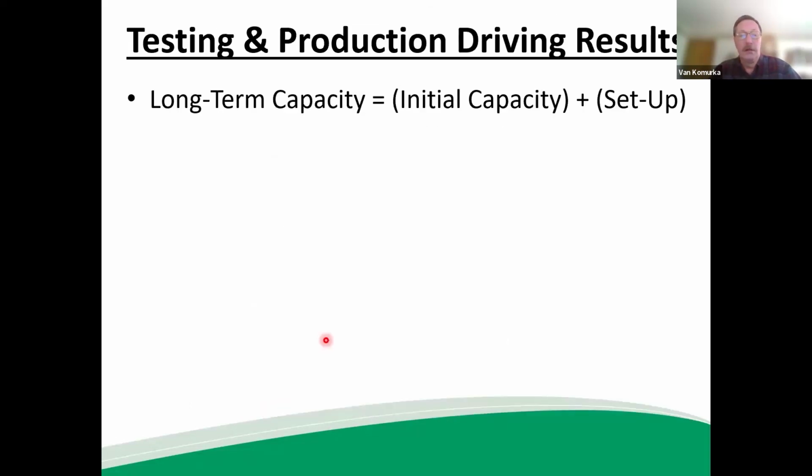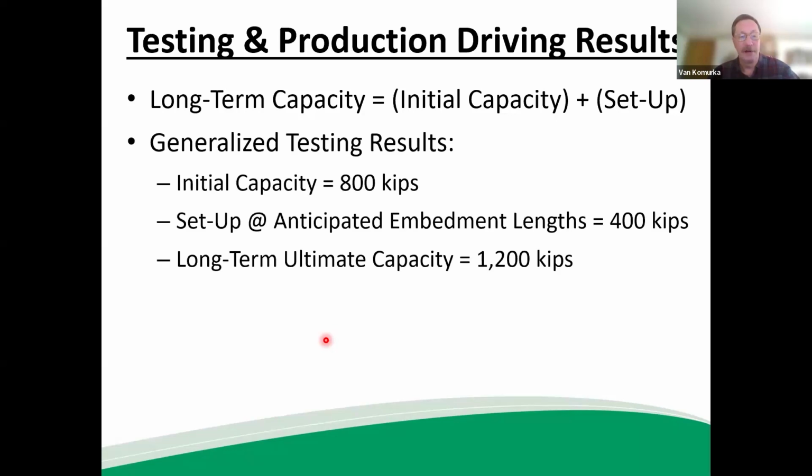So recall, long-term capacity. Now these are the testing results and then the production driving results based on those testing results and the design based on them. Long-term capacity is initial plus setup. What we got from the testing was driving the piles hard to near practical refusal, to near driving stress limits. We figured we could consistently mobilize 800 kips. Setup at anticipated embedment depths, maybe we should say at minimum anticipated embedment lengths, 400 kips. In other words, as short as any of the test piles drove, we saw at least 400 kips of setup.